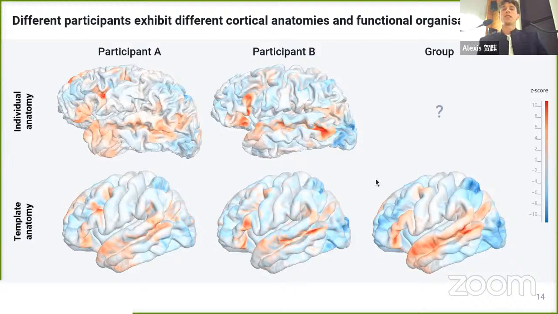But let's pause here for a second. Let's say we can precisely locate the fusiform face area, the area that reacts to faces, in participant A. And let's say that we can locate the parahippocampal place area in participant B. How would we know how these areas are located relative to one another? We wouldn't know, because we've collected this data in two different people.